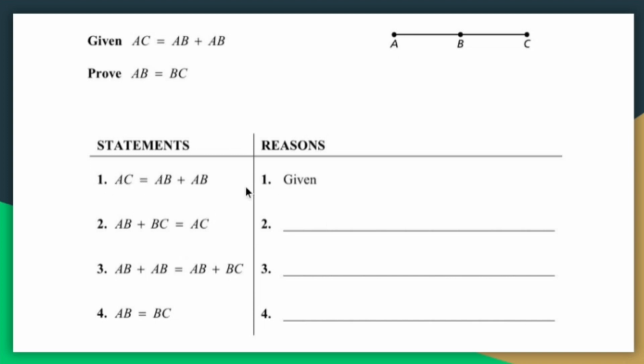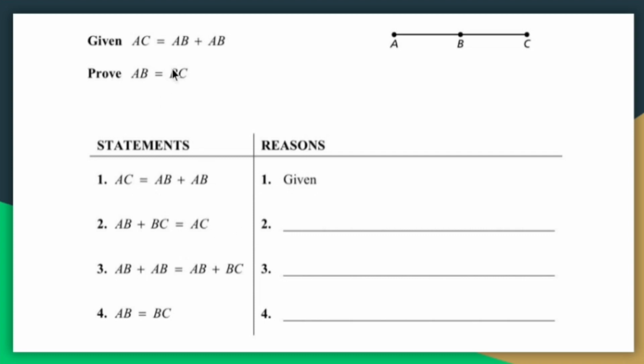Whenever you have a two-column proof, 99.9% of the time, your first statement and reason is going to be your given. Write that out. If this was completely blank, you would always start out with AC equals AB plus AB, and my reason is because that's the thing that you gave me. Step one, finished.